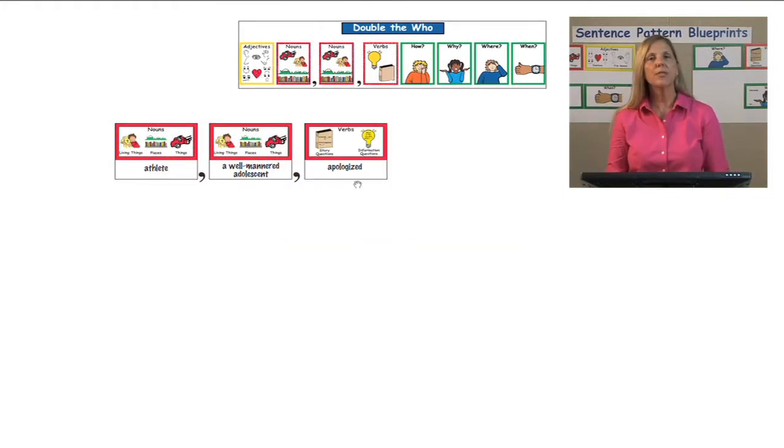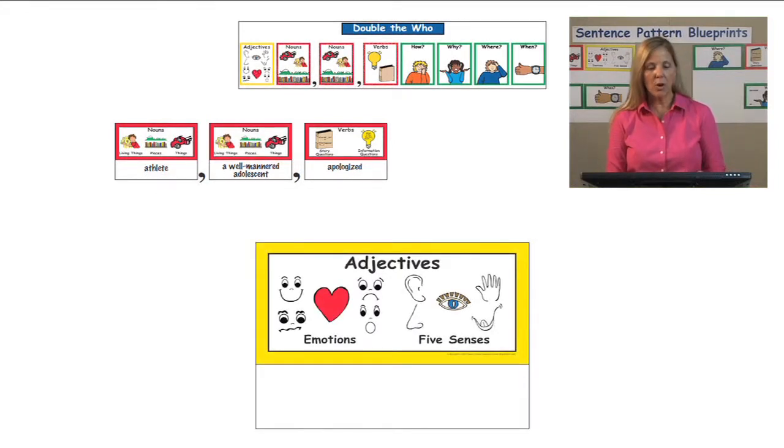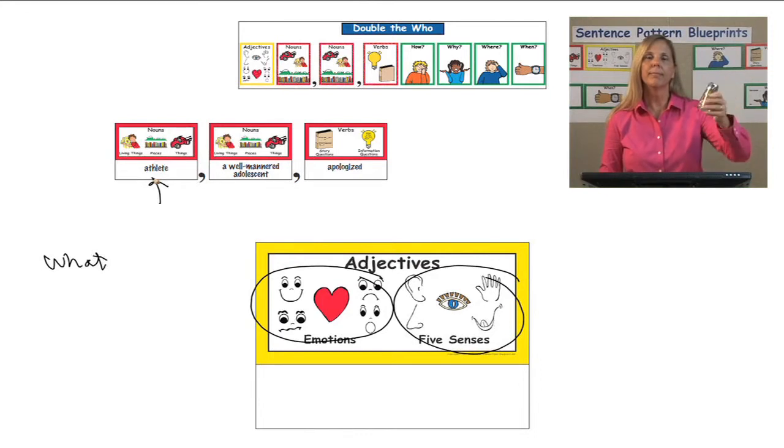We have our red cards filled in. Does our sentence make sense? The athlete, a well-mannered adolescent, apologized. That does make sense. We're ready to go to our next color, yellow. Slow down, yellow light. Describe the subject of the sentence, and in this case, the athlete. We grab our adjective card and add some fancy words to describe our subject because we know the subject is important.